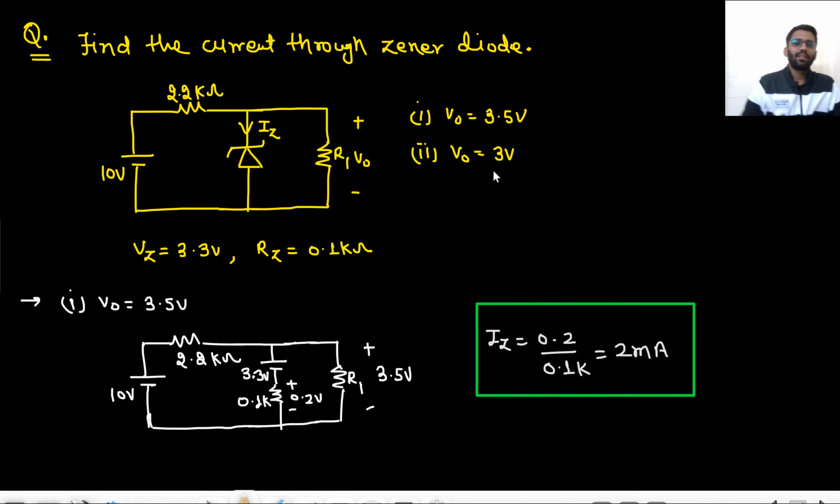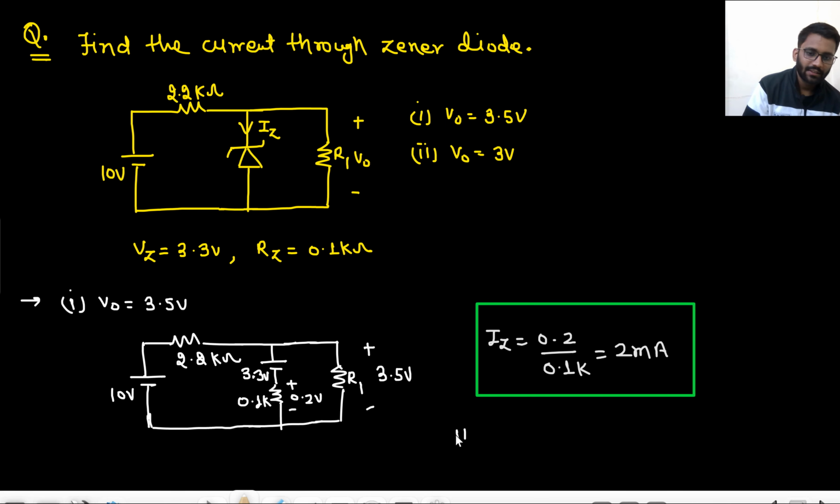Now in the second case, what do you think? V0 is equal to 3 volt. Will the Zener go into breakdown? V0 is equal to 3 volt, so 3 volt will be coming here. How much voltage do you need? You at least need 3.3 volt. So it won't go into breakdown, right? So it will not go into the breakdown region.